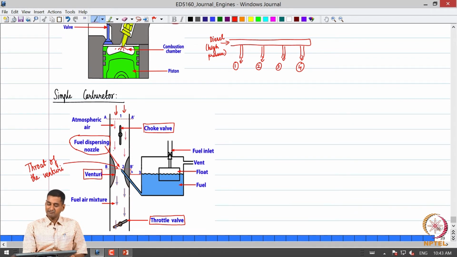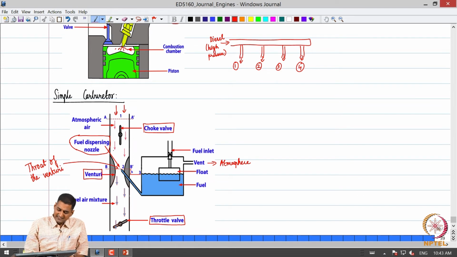We see that we have a float which is connected to the fuel inlet, and that maintains a constant level of fuel always in the carburetor. And the carburetor is also vented to the atmosphere, so that the pressure at the top surface of the fuel in the carburetor is close to atmospheric pressure.